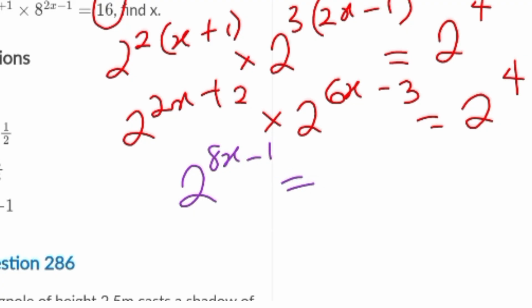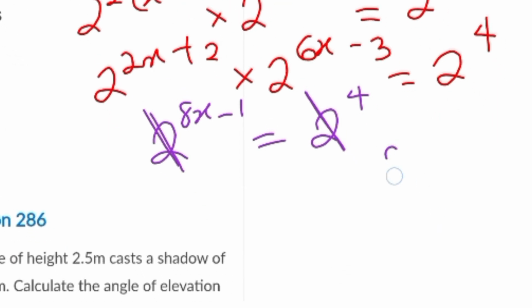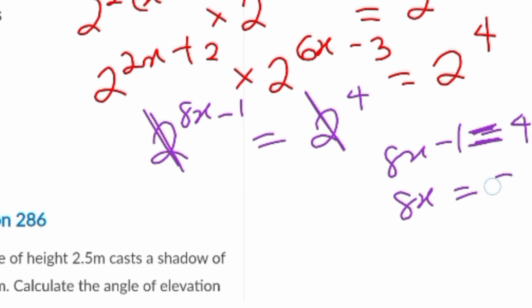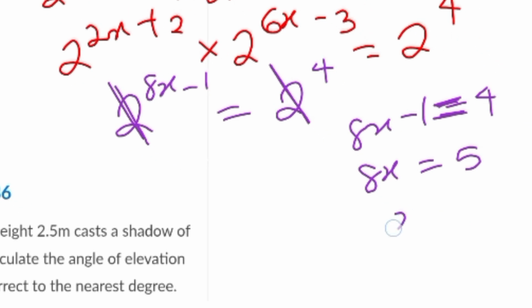It's equals to, then here will be 2 to the power 4. Then the bases are the same. You can cancel the bases because they are the same. Then you have 8x minus 1 is equals to 4. You have to equate the powers. So 8x minus 1 is equals to 4. Then from there, 8x is equals to 5 when you collect like terms. Then x is equals to 5 over 8.